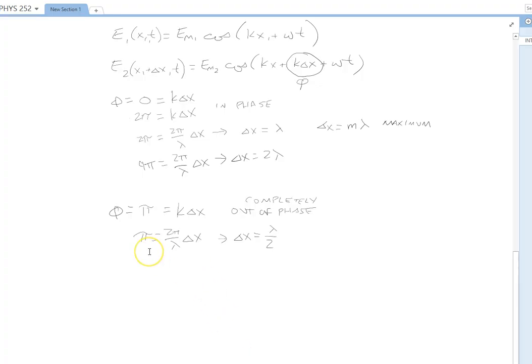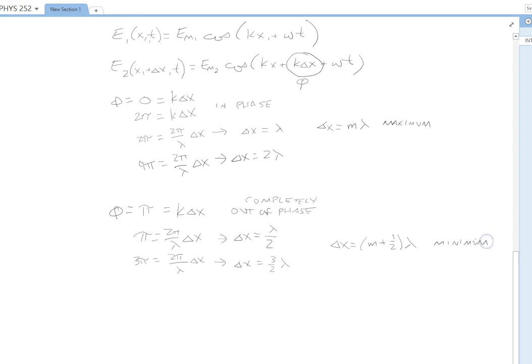But pi is not the only possibility, right? I could have 3 pi. That should give me completely out of phase. If I add 3 pi to a cosine, I'm going to turn it into a sine. Okay, so that's going to give me delta x is equal to 1.5 wavelengths, or 3/2 of a wavelength. That makes sense too. Okay, so what we find out is if delta x, and you can write this a couple different ways, I'm going to write it as integer plus 1/2 wavelength, then this is going to be an intensity minimum.